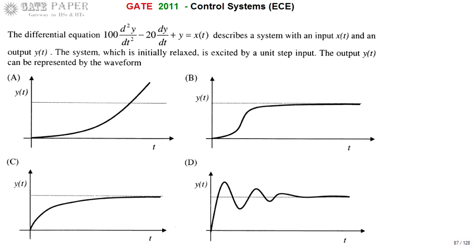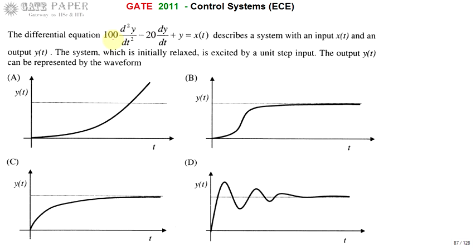Hello, we are studying about GATE 2011. Look at the given differential equation. We are going to find the corresponding waveform output y of t when the input x of t is a unit step input and the initial conditions are relaxed, that is zero initial conditions. There are four options given.